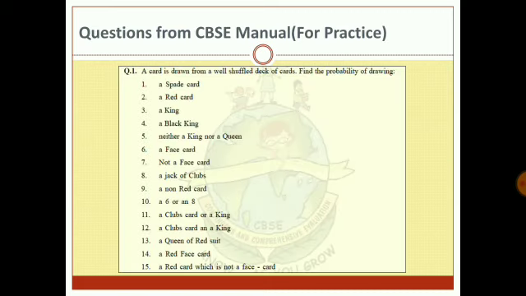Let us quickly discuss these questions. A card is drawn from a well-shuffled deck of cards. Find the probability of drawing a spade card. There are 13 spade cards, so the probability of getting a spade card is 13 by 52, that is 1 by 4. A red card. There are 26 red cards out of the 52 cards, so the probability of getting a red card is 26 by 52, that is 1 by 2.